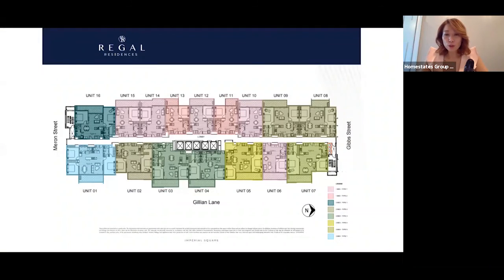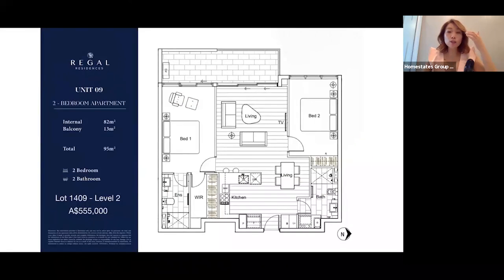The floor plan for this project is so simple. Everything is small and square looking. It's much easier for us to orient our furniture and easier to decorate our house. Just to give you an idea, at level 2, this is a 2-bedroom apartment, about 95 square meters with 1 car park, and the purchase price here is 555,000 Australian dollars. You can see the separation in the bedroom, and look at the size of that bedroom. It's very roomy, and I think it's easy as an investment to lease out to someone who will rent it.